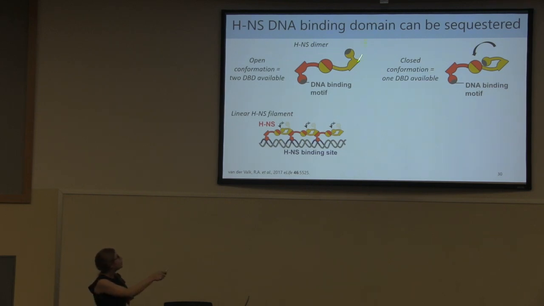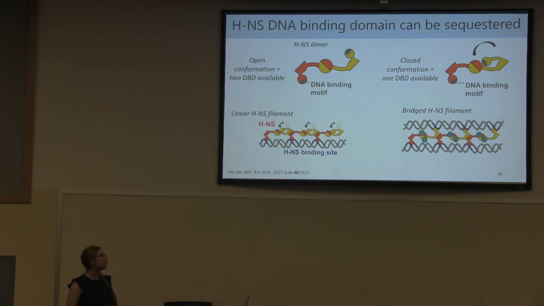And this open conformation could explain how H-NS binds to two DNAs in a bridged filament here, where two DNA binding domains are able to bind to two separate DNAs. And again, the spacing between the DNA binding domains is the same between these two filaments.